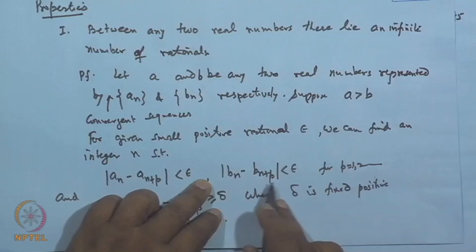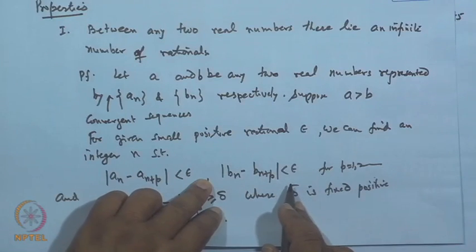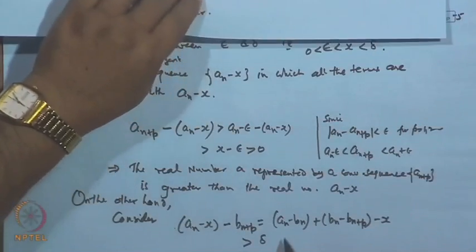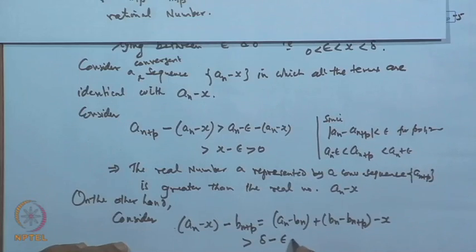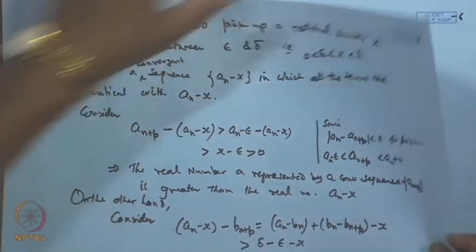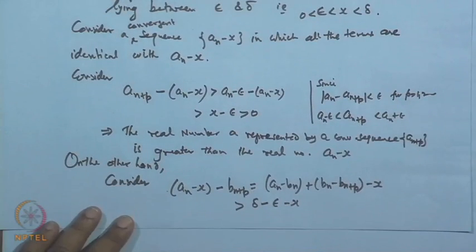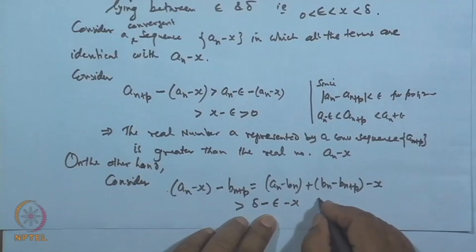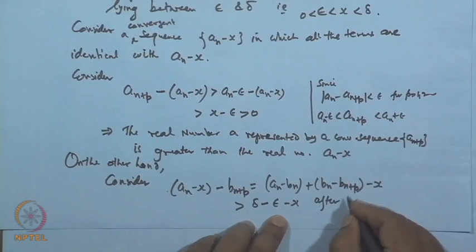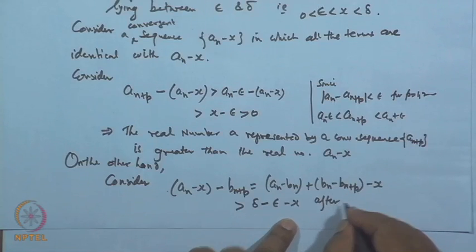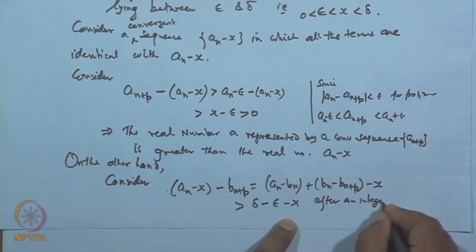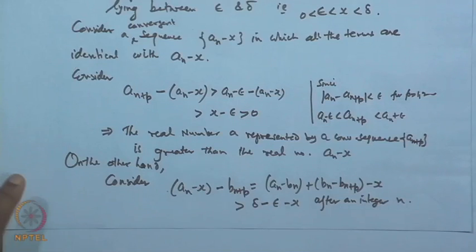So, I can say b_{n+p} is greater than minus epsilon, and then minus x, and then this is minus x. Okay. For after some integer, after a certain integer n, a suitable integer n can be obtained.